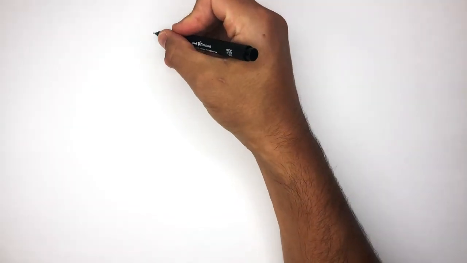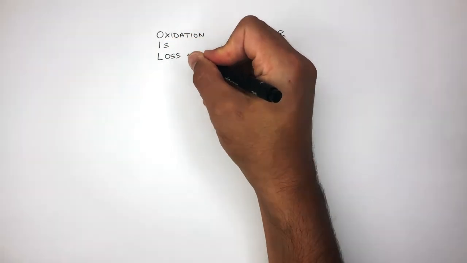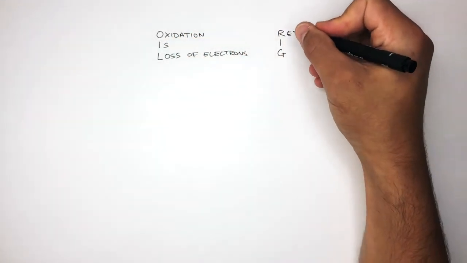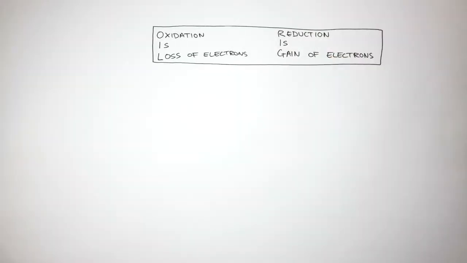One way of remembering what oxidation and reduction are is by using OIL RIG, where oxidation is the loss of electrons and reduction is the gain of electrons. Oxidation is also the addition of oxygen, whereas reduction is the removal of oxygen. And in this video, we're going to focus on how a metal oxide can be reduced using carbon.